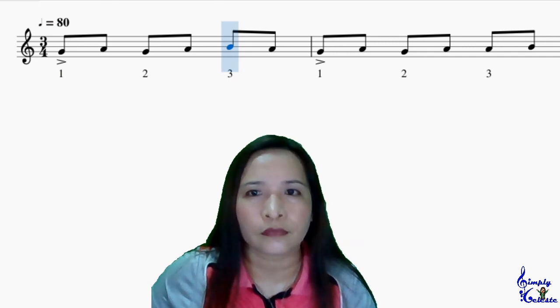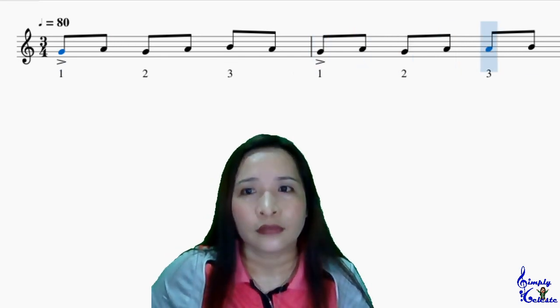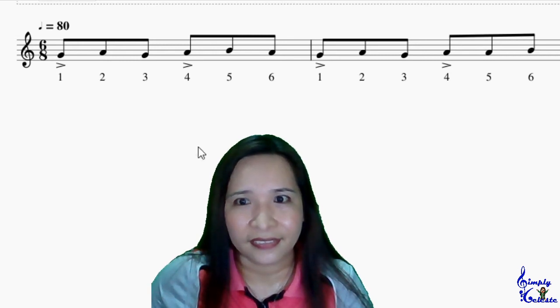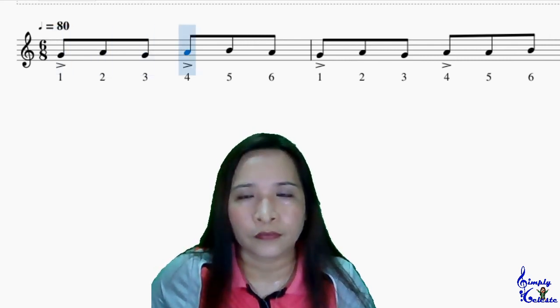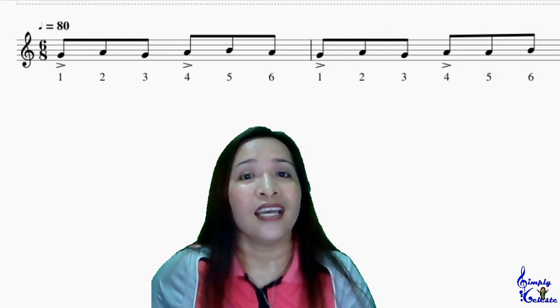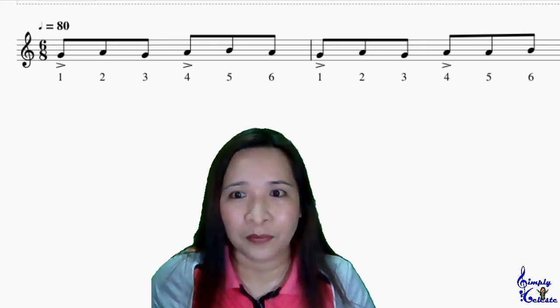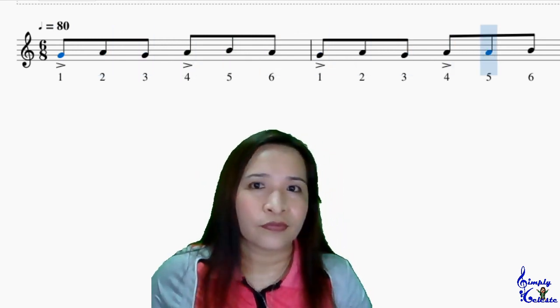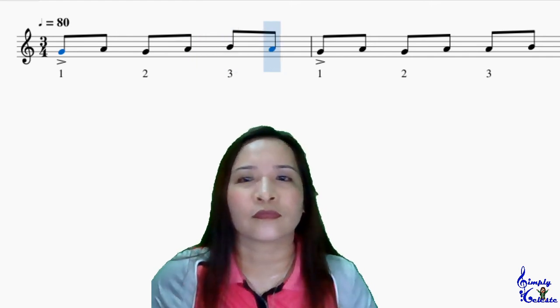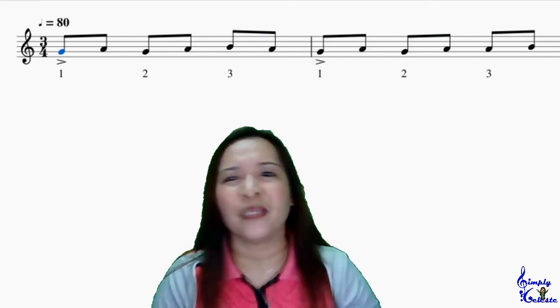So here's the 3/4. The counting again, it says one. So that's for the 3/4. For the 6/8. Okay. Oh, it is definitely not the same. Again, I'll play the 6/8. For the 3/4. Basing on the beat, the 3/4 is slow.